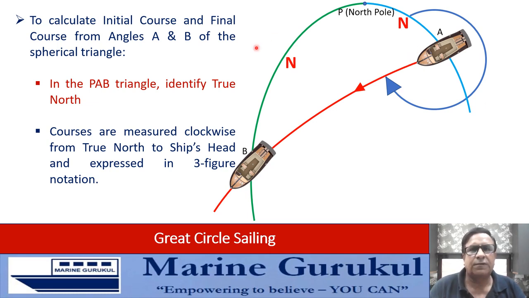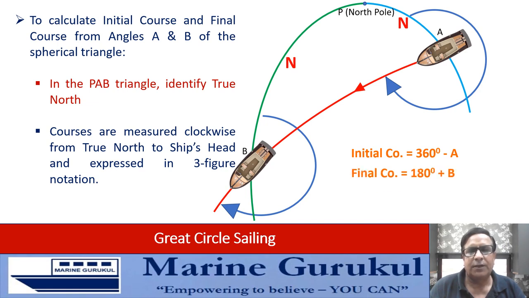Let us now mark off the final course at B clockwise from north. I'm sure you'll agree with me, clockwise from north up to the ship's head is the final course. What you have calculated is this angle B. This angle B shall be equal to this angle. Why? Because they are vertically opposite, and this final course would then be 180 from here to here plus angle B. So in this case, the initial course is 360 degrees minus angle A, and the final course is 180 degrees plus angle B.